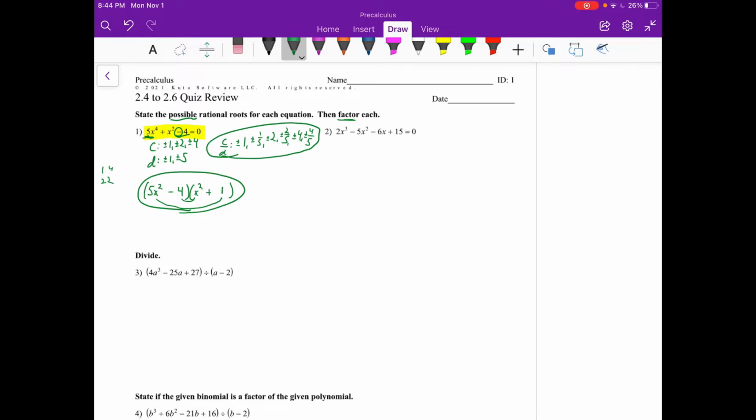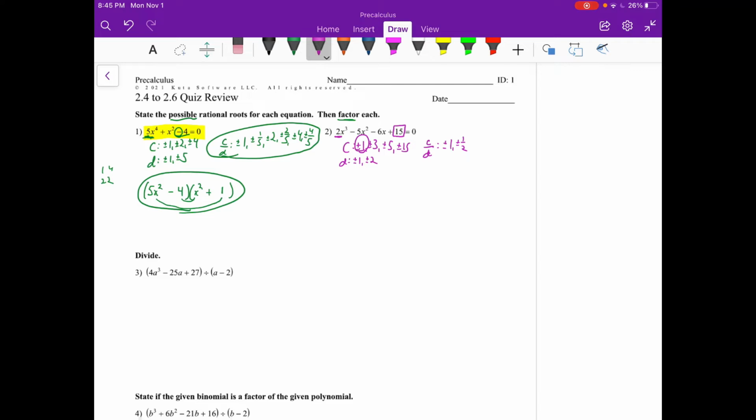Next one, we'll do C and D again. So C, factors of 15, that's 1, 3, 5, and 15. D, the possible factors, or D are the factors of 2, so plus or minus 1 and plus or minus 2. C over D, we want all combinations of C over D. We don't have to repeat any if there are any repeats. Doesn't look like there are, so we have 1 over 1 and 1 over 2.